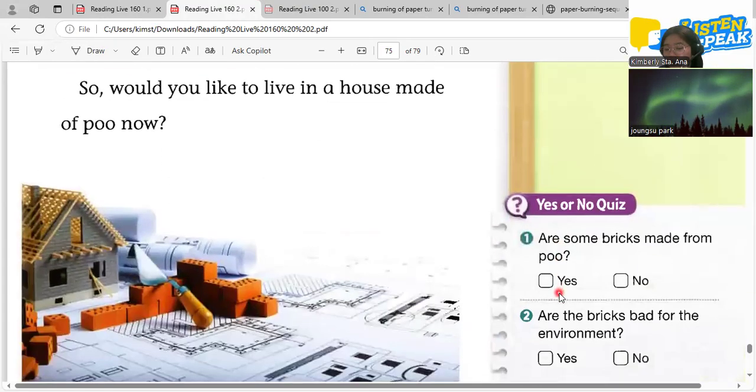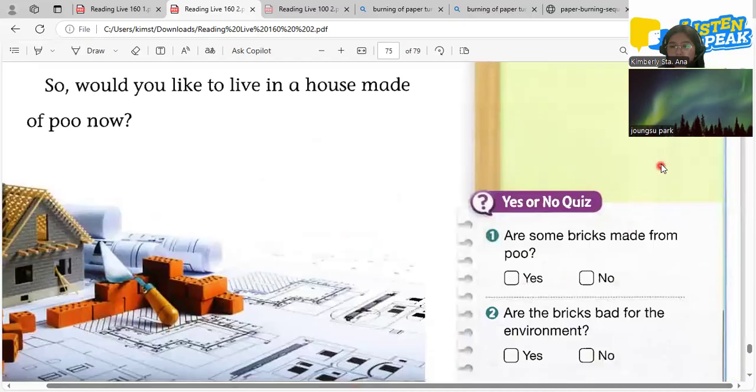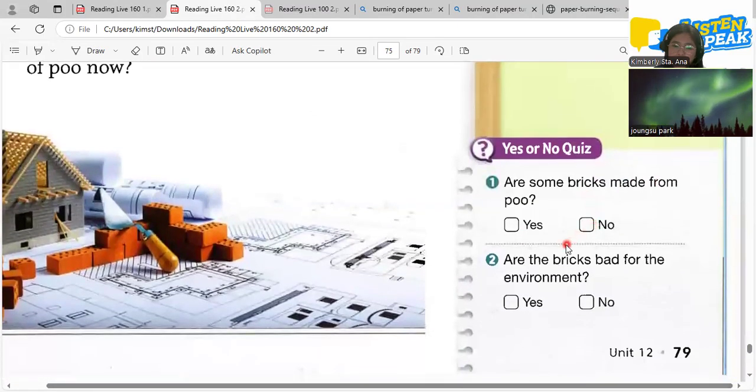So we are almost done for tonight, Jimin. You did nice work. But before we go, let's answer these questions first. Okay? Number one. Can you read number one, Jimin? Some bricks are made from poo. Yes, good job.